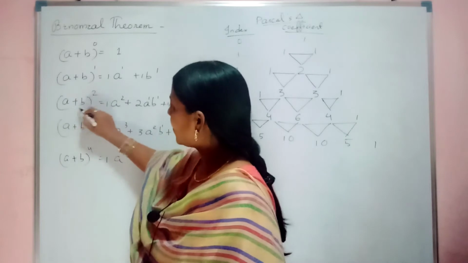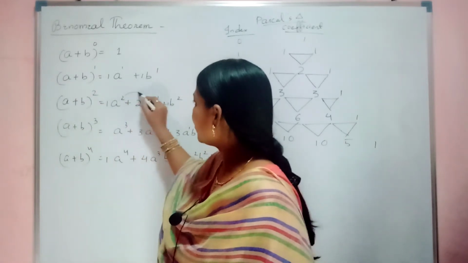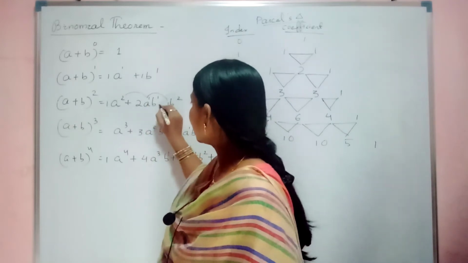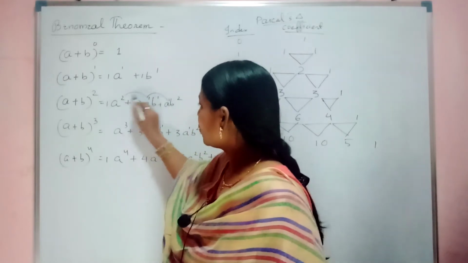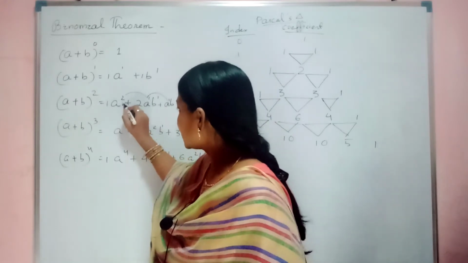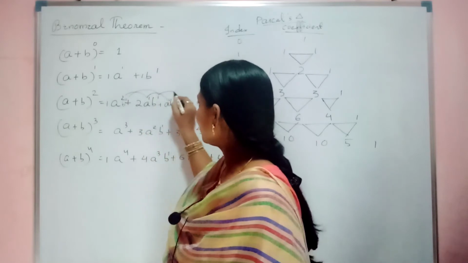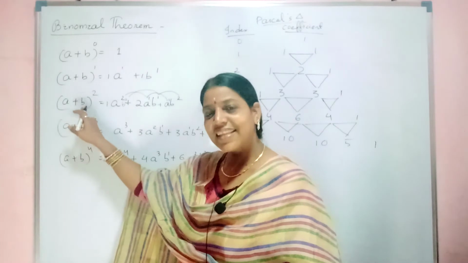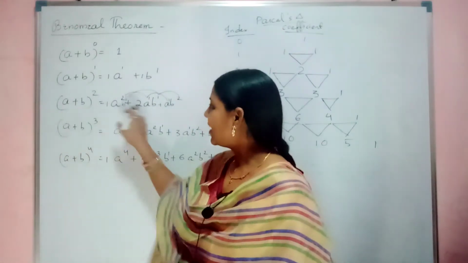First of all, you observe here. When I am writing (a plus b) whole square, see the power of a. It is now 2, and now it is reduced to 1. Here, can I write it as a to the power 0? So it is reduced from 2 to 1 to 0. Whereas b, it is 1 here, and can I write it as b to the power 0? So 0 to 1 to 2. So the power of the second factor is increasing, whereas the power of the first term is decreasing.